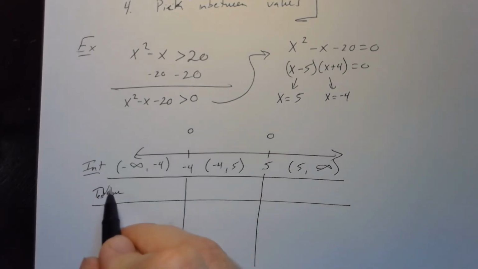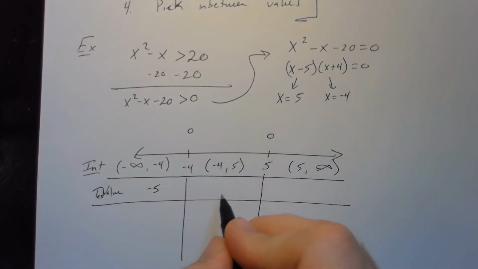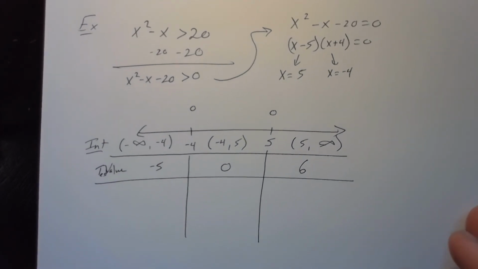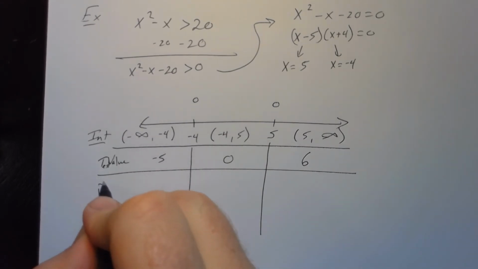So the test value that I'm picking is simply going to be a value in this interval. So -5 seems like a nice smooth value to pick. In here, I'm definitely going to go for 0 or 1 if I can. And then over here, I'll go ahead and plug in 6. So those are my test values. All this space down below is just going to be my plugins.